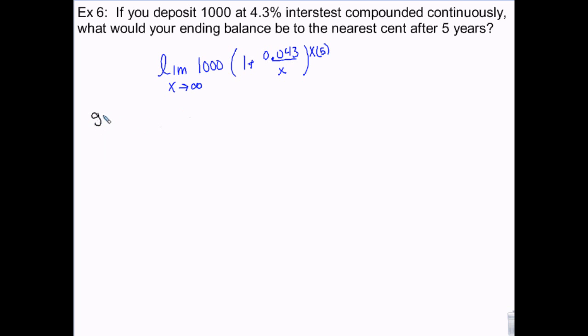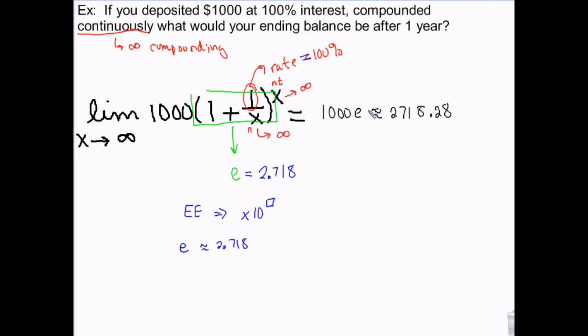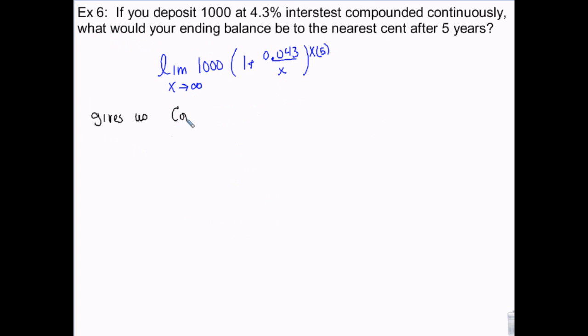But this gives us that last problem we did where we ended up multiplying by e. It gives us the continuous compounding formula, which is B equals P-E-R-T, PERT. So it's P, principal, times e raised to the rate times time.